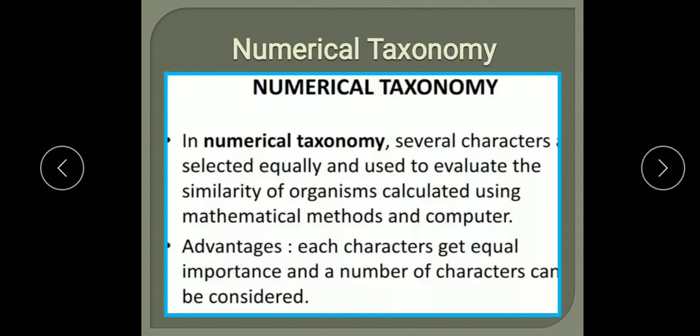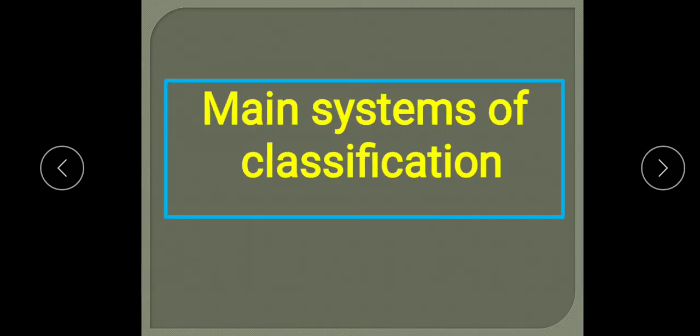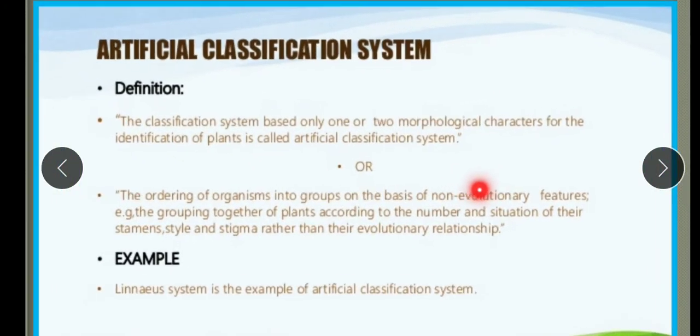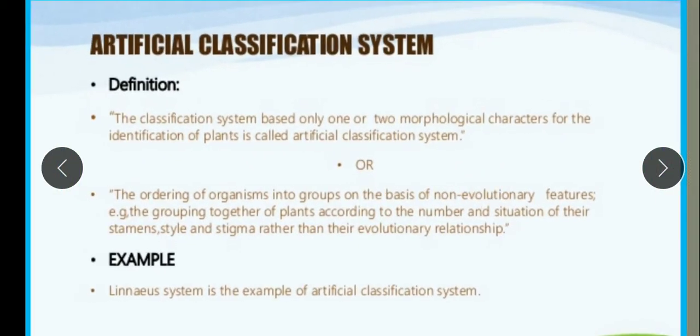So these are the various ways to classify organisms under taxonomy, and on that basis the types of taxonomy are cytotaxonomy, chemotaxonomy and numerical taxonomy. Now we will see the main systems of classification. There are three systems of classification: artificial, natural and phylogenetic classification. First we will see the artificial system of classification. What does it say? The artificial system of classification is based on a few morphologically observable characters.